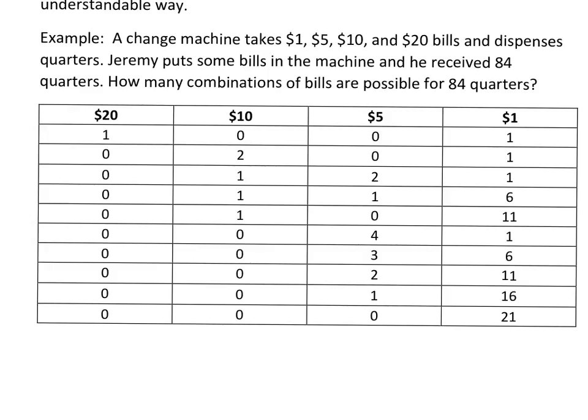So if the machine is set up for $20, $10, $5, and $1, then we know that we can break it down. If he is receiving 84 quarters, this means that it's 25 cents times 84, and that would come out to be $21. So in this case, you can give him one $20 bill and one $1 bill, and that would equal the $21. And so on.